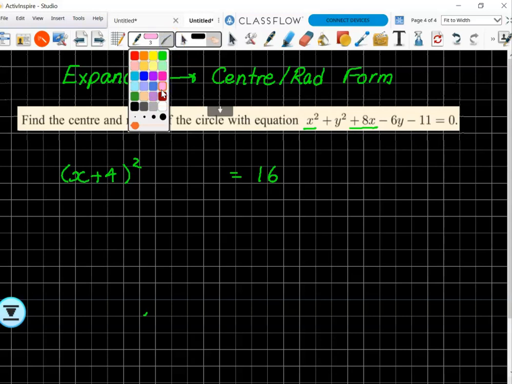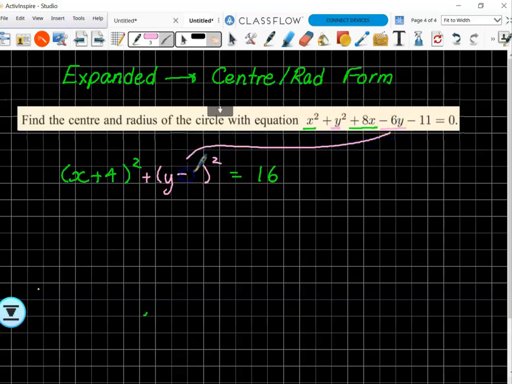If maths was really hard, y would be different. It's not. You're going to do exactly the same thing. We look at the y's and ask, what's going to go in my bracket? y take 3, because you are dividing by 2, you're halving it. When I expand this, we get y squared, take 6y, but what else will I get? Plus 9. So I'm going to add 9 to the other side.